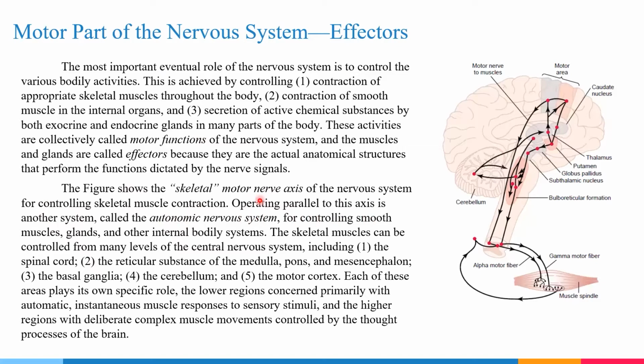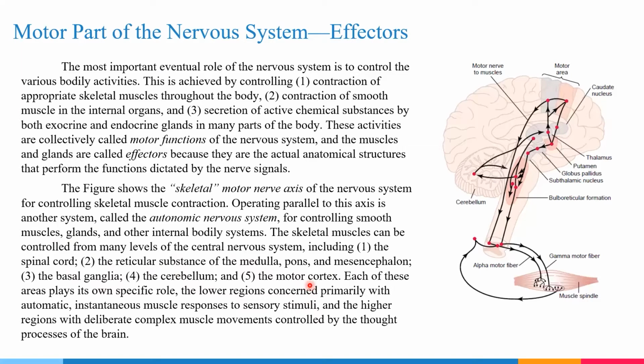Operating parallel to this axis is another system called the autonomic nervous system for controlling smooth muscles, glands, and other internal bodily systems. The skeletal muscles can be controlled from many levels of the central nervous system, including the spinal cord, the reticular substance of the medulla, pons, and mesencephalon, the basal ganglia, the cerebellum, and the motor cortex.